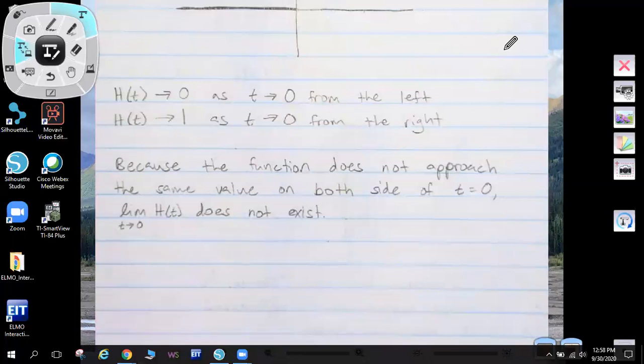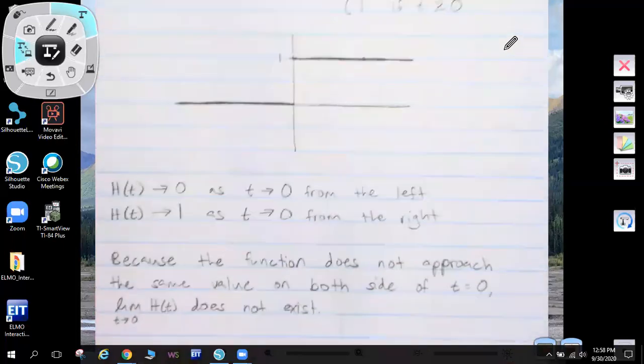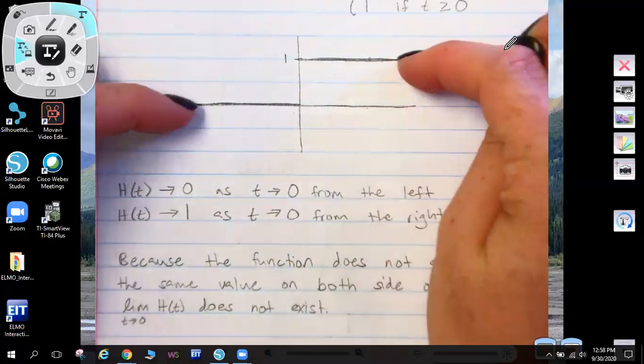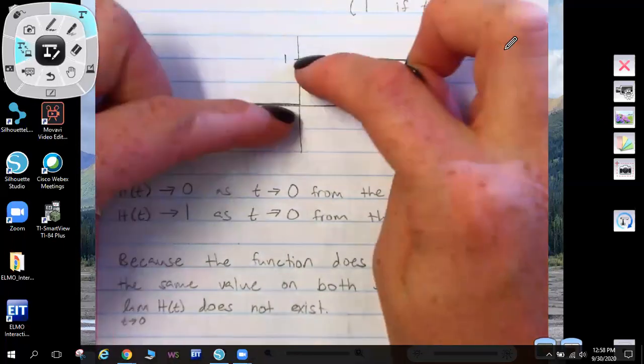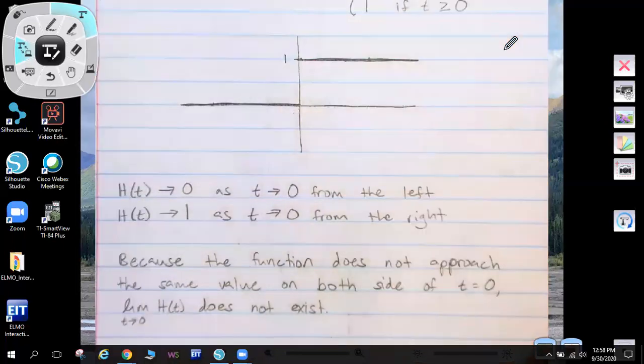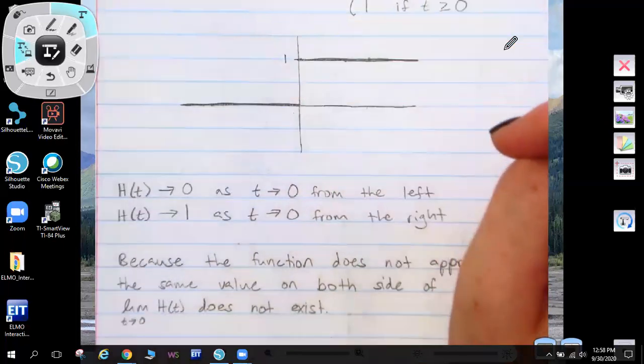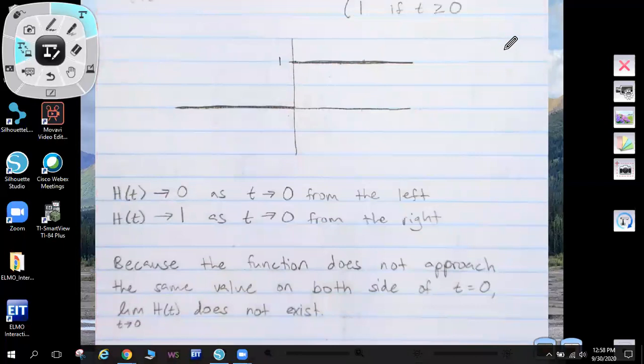So for a limit to exist, our function has to be approaching the same value on both sides. In the last example, our function didn't settle down towards a single point, so the limit didn't exist. On this one, this is a really simple step function. The graph is not crazy at all, but because the function doesn't approach the same y value on both sides of 0, the limit doesn't exist. The function has to be approaching the same value on both sides of the x value in question for the limit to exist.